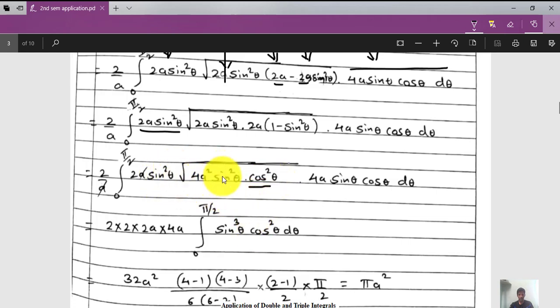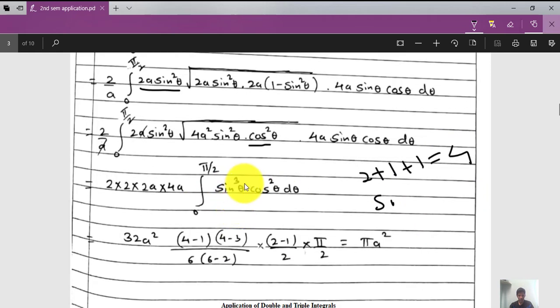So sine square theta, by the laws of indices, we add powers: this is 1, here it is 1, and there is one more value. So the value turns out to be 4. Here I need to write 4.